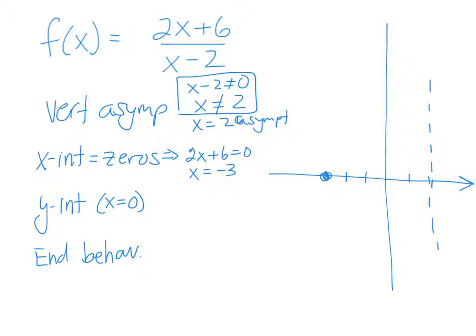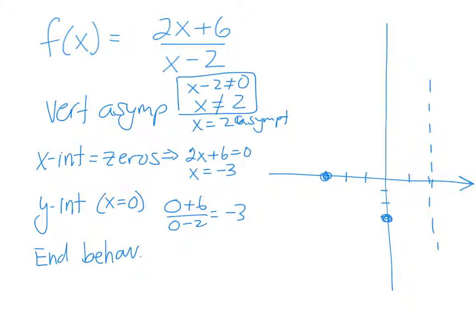Negative 3. And we get that by plugging in x equals 0. So 0 plus 6 over 0 minus 2. We get negative 3. So y-intercept is also negative 3. All right, so you already see that these 2 points here, they have to connect. All right, but what about end behavior?